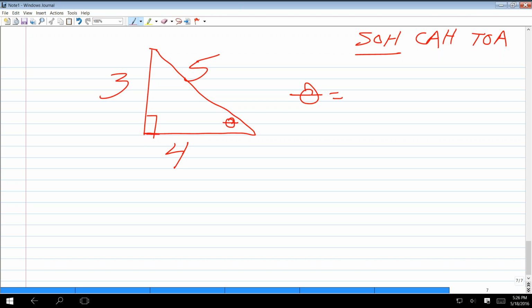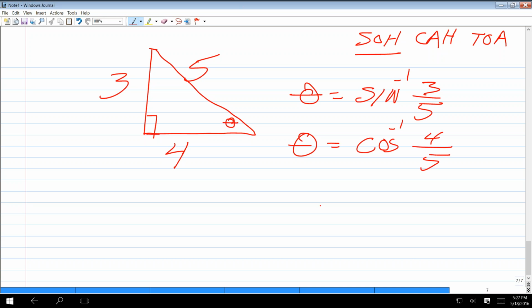You have to use the inverse thing. I could use any of the three trig functions because I have all three sides. So pick one. Sine? Inverse sine of what? It would be 3 over 5. That'll give you that angle. That angle is also the inverse cosine of 4 over 5. It's also the inverse tangent of 3 over 4.